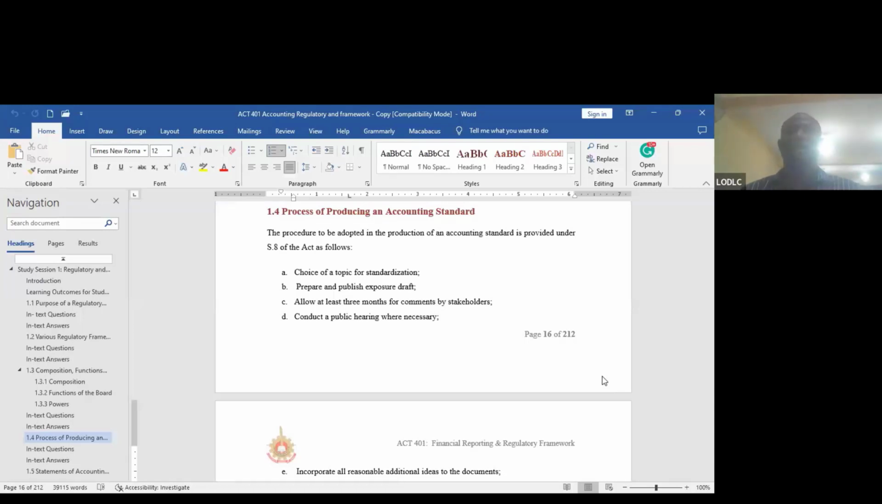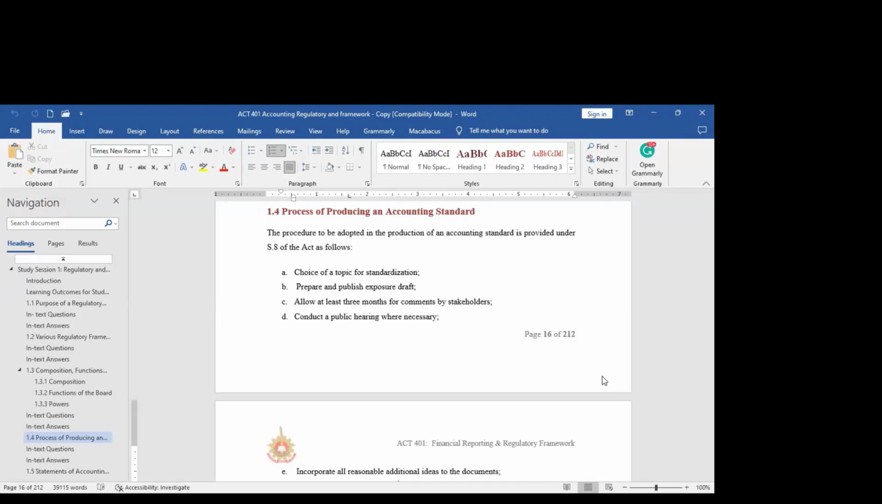So the choice of a particular topic for standardization has to be put in place. Because if there is a particular item that you need to include in IFRS, that topic needs to be discussed. Do you understand? So then prepare and publish an exposure draft. When the topic has been chosen, we need to publish an exposure draft. So now we are talking about the process of producing IFRS, right?